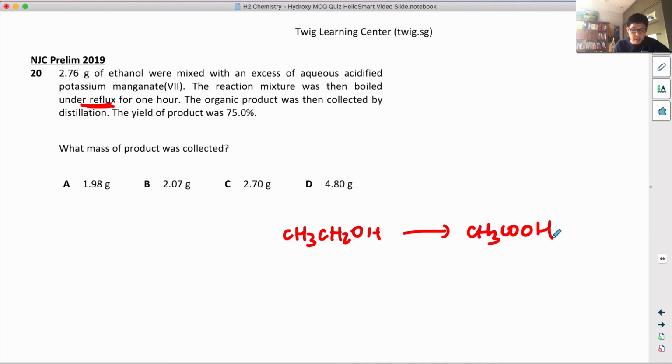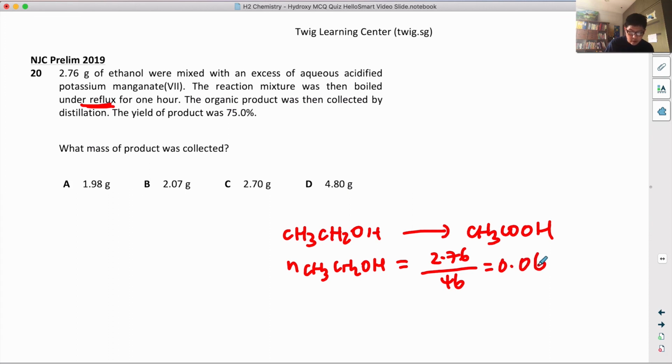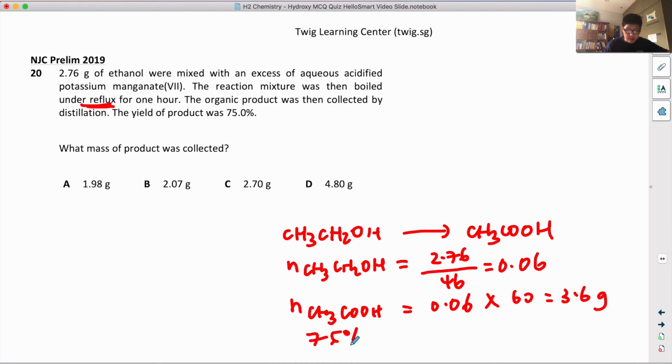What is the mass of the product collected? The number of moles of alcohol is 2.76 divided by 46, which gives you 0.06. The number of moles of acid that should be produced is 0.06 times 60, which gives you 3.6 grams. Since they say 75% yield, that implies 3.6 times 0.75, which gives you 2.7 grams. So that's why the answer is C.